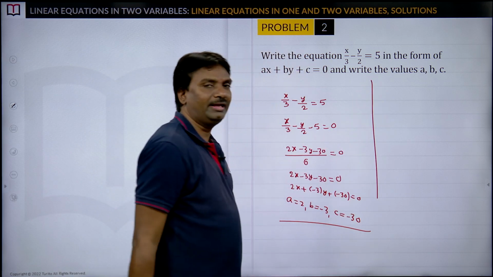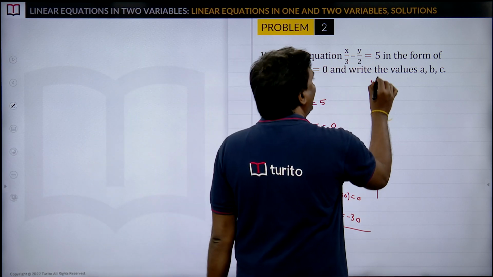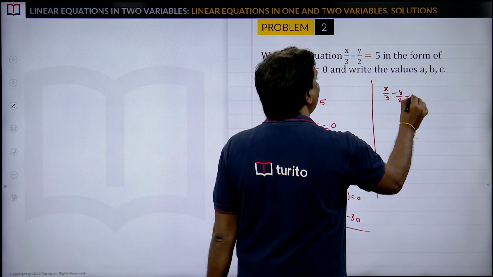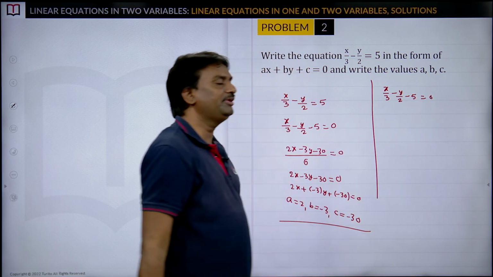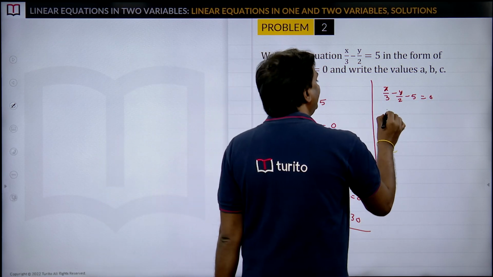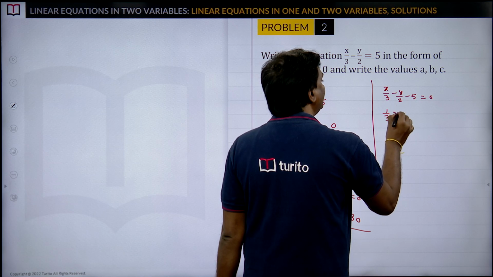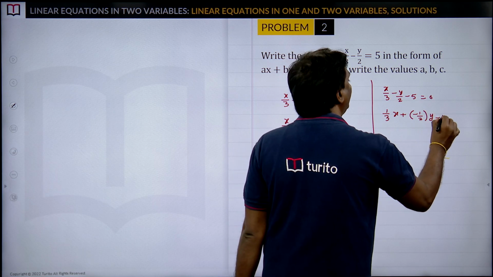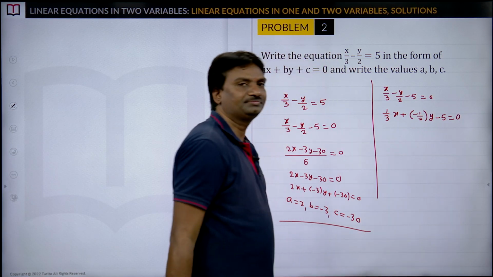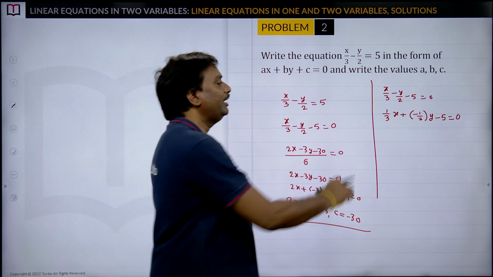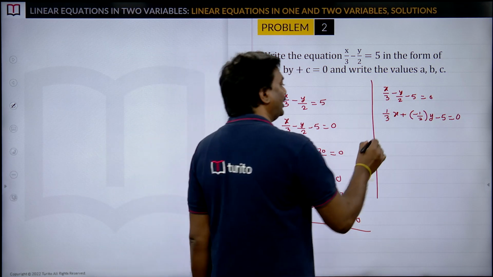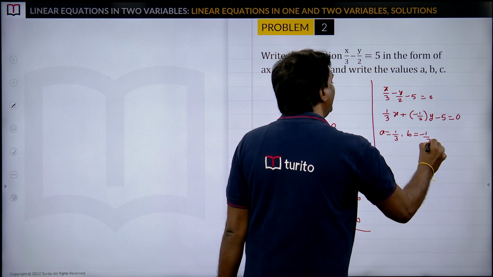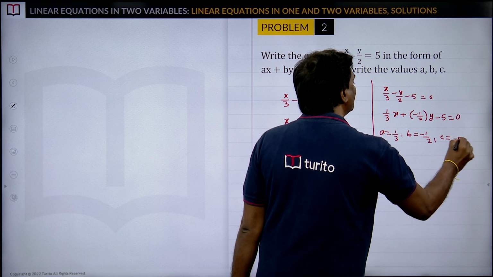If you do not take LCM, then x by 3 minus y by 2 equal to 5 becomes x by 3 minus y by 2 minus 5 equal 0, where x by 3 can be written as 1 by 3 x, minus 1 by 2 can be written as plus minus 1 by 2 y, minus 5 equal to 0. Now, this is also in the form of Ax plus By plus C equal 0. So, you can write A equal to 1 by 3, B equal to minus 1 by 2, C equal to minus 5.